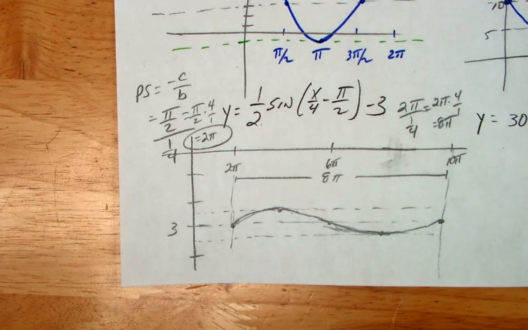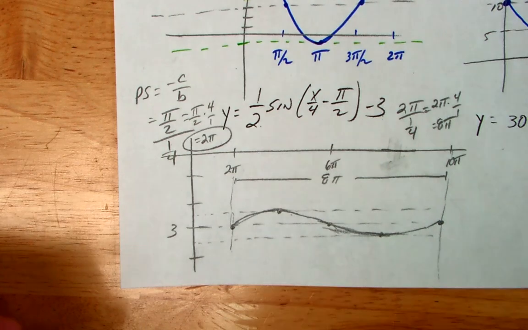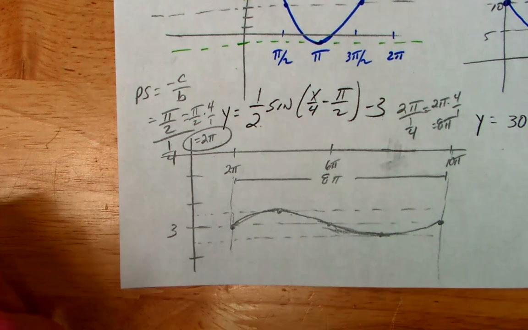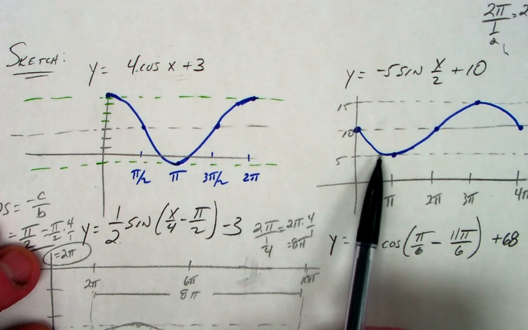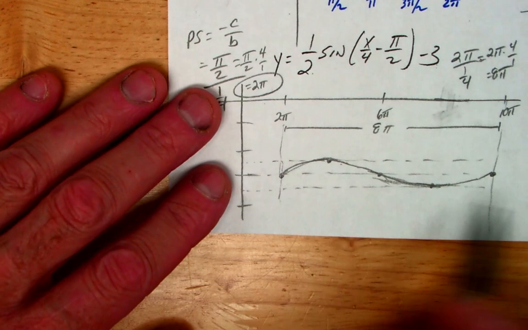So I've got this. I was just going to ask that question. Why did we go down up here? Because it's negative. This one's positive, so it goes up.